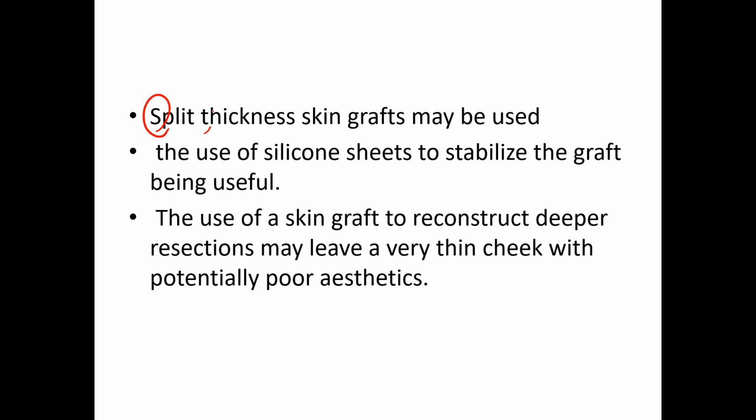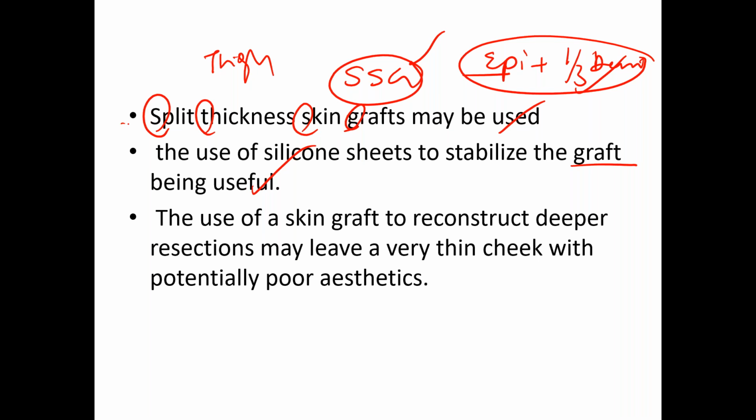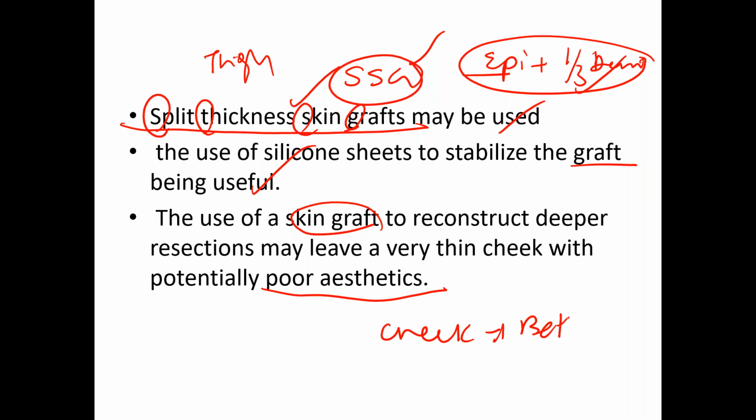And something called a split thickness skin graft, SSG. That is the complete epidermis and a part of the dermis, for example one third of the dermis. You have to take that from some other site, for example the thigh, and then put it there to stabilize the graft. That is called a split thickness skin graft. The use of a skin graft to reconstruct a deeper resection may leave the cheek with potentially poor aesthetics. So the cheek is related to beauty, an aesthetic component also. Keep it in mind: whether it is functional or aesthetic.